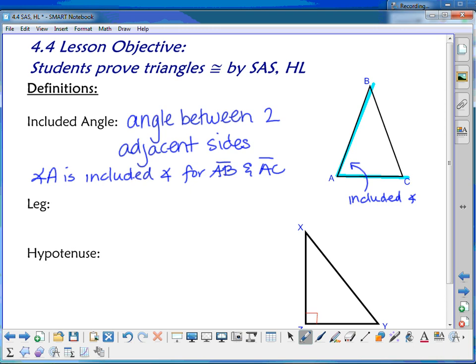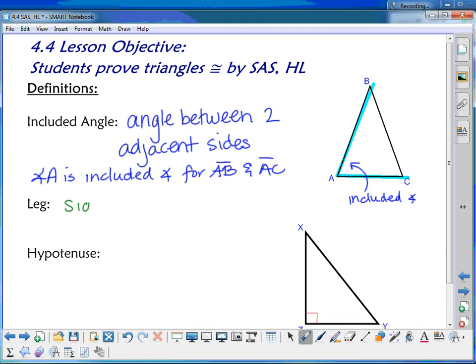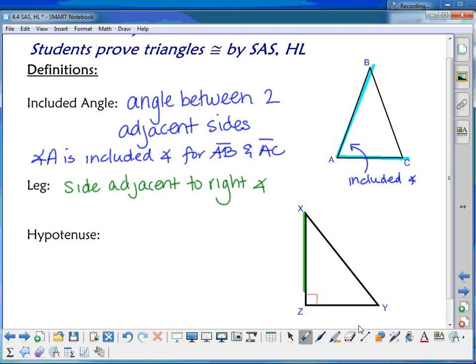A leg is a side in a right triangle that's adjacent to the right angle. It's a side adjacent to a right angle. So in my figure here, I can see that XZ is a leg and ZY is a leg.